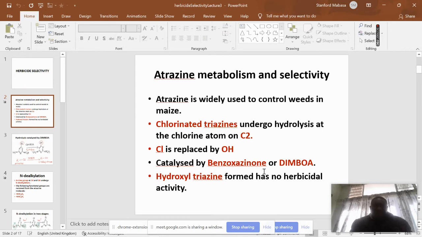So, we have chlorinated triazines, which can undergo hydrolysis at the chlorine atom on carbon 2 or on C2. So normally Cl is replaced by OH. Remember, this reaction in most cases is catalyzed by cytochrome P450. But as far as atrazine is concerned, this process is catalyzed by benzoxazinone, that is the enzyme, or DIMBOA. So the hydroxytriazine formed has no herbicidal activity.